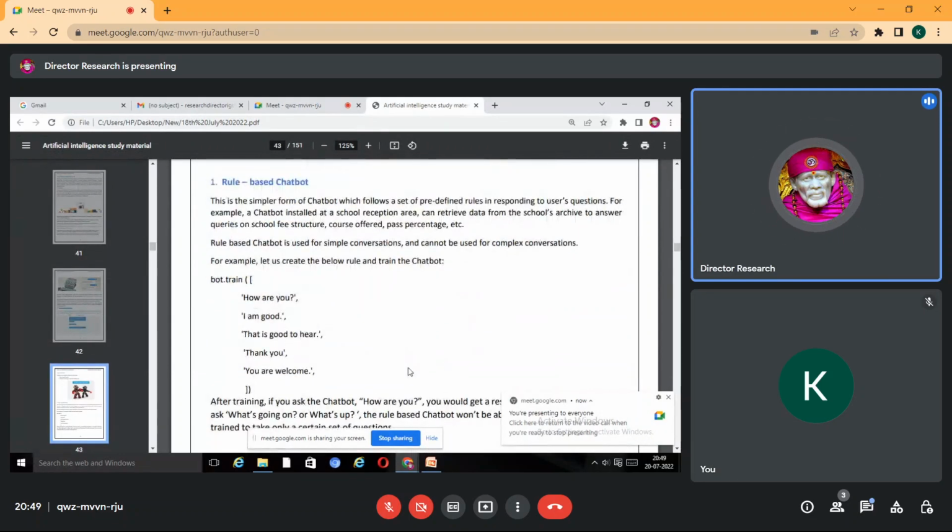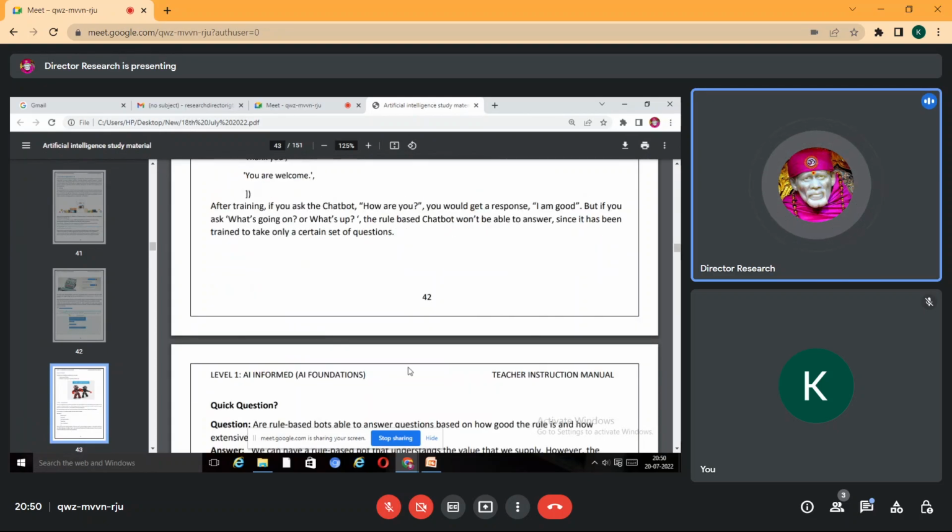Rule-based chatbot. This is the simpler form of chatbot, which follows a set of predefined rules and responds to users' questions. For example, a chatbot installed at a school reception area can retrieve data from the school's archive to answer queries on school fee structure, courses offered, and pass percentage. Rule-based chatbots are used in simple conversations and cannot be used for complex conversations. After training, if you ask the chatbot, "How are you?" you would get a response, "I am good."